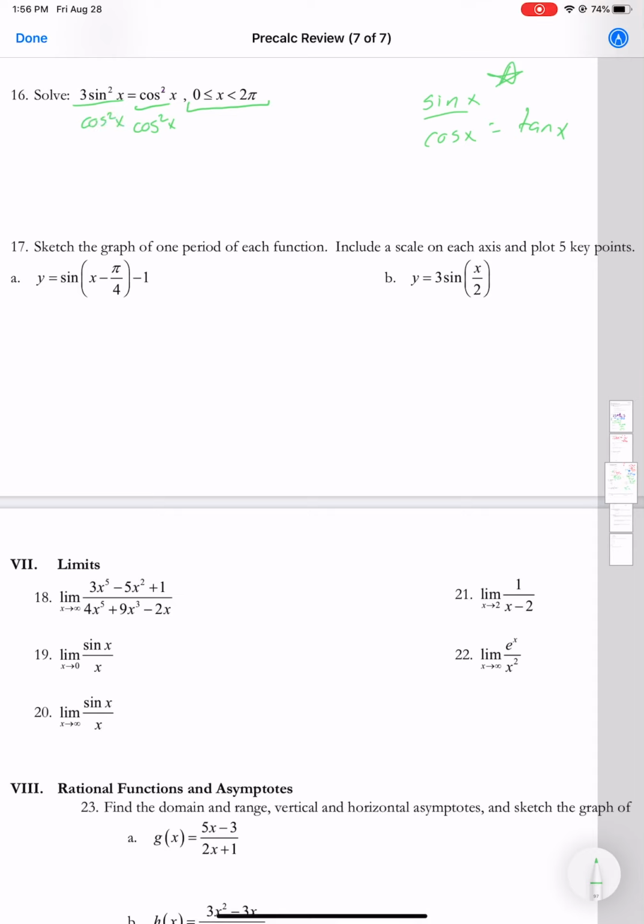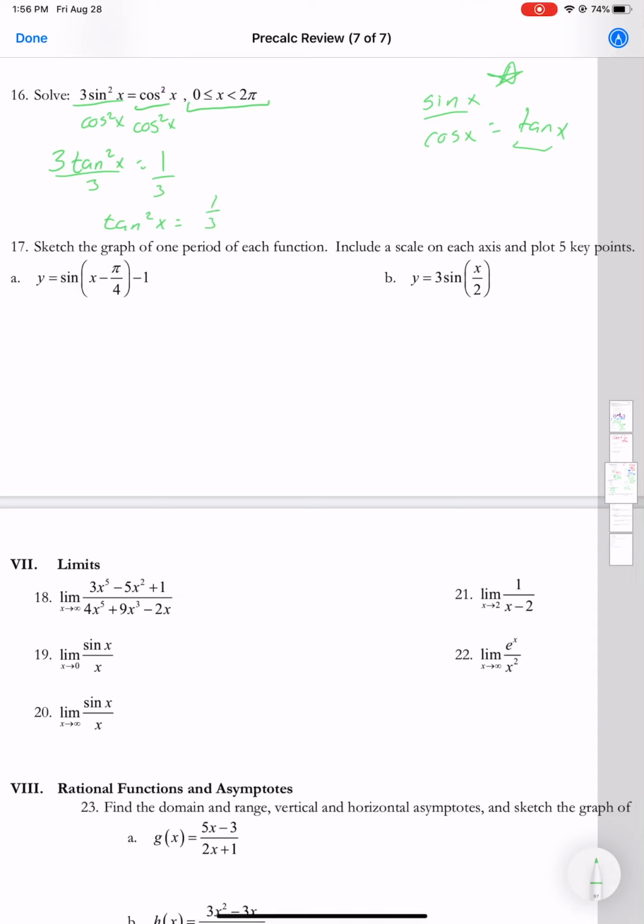So when I do that, the right-hand side, cosine squared of x over cosine squared of x, is just 1. And then the left-hand side, well, that 3 is just going to stay, and then it's sine squared of x over cosine squared of x. Well, that will become tangent squared of x. So now I've gone from 2 trig functions to just 1, and then I'm going to try to just get tangent of x instead of tangent squared. So let's move this 3 away from it. Let's divide both sides by 3. So tangent squared of x equals 1/3.